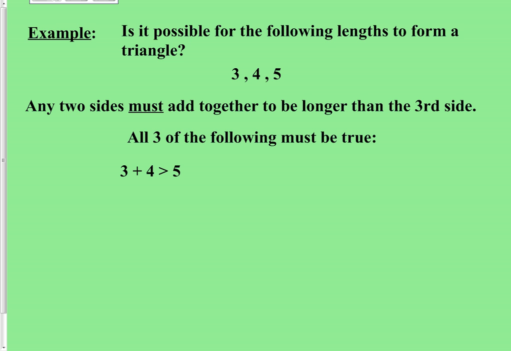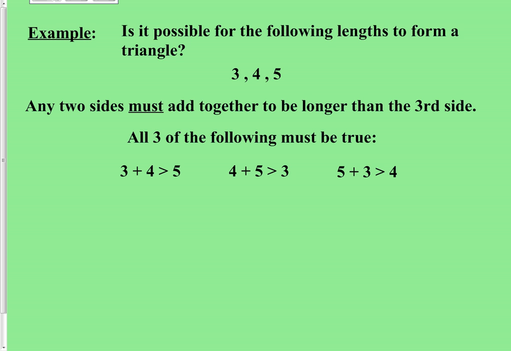3 plus 4 must add together to be larger than 5. 4 plus 5 must add together to be larger than 3. 5 plus 3 must add together to be larger than 4. These are the three different possible combinations of any two sides of this triangle adding together to be larger than the length of the third side. Let's look at the math.